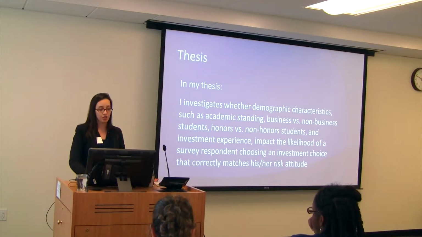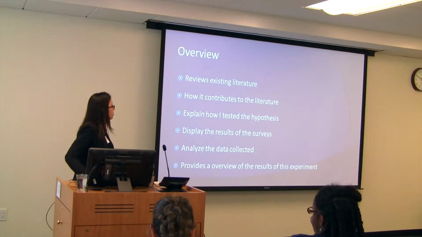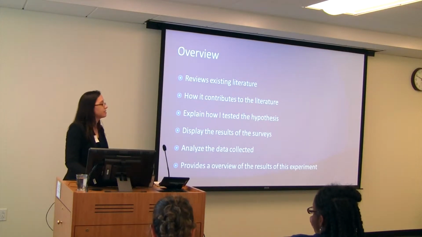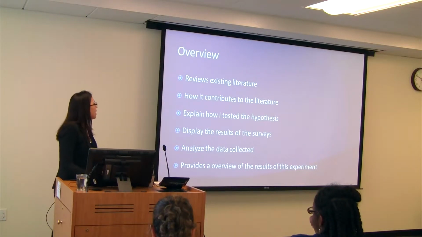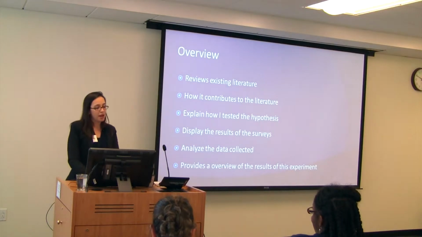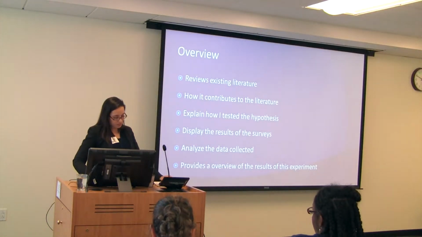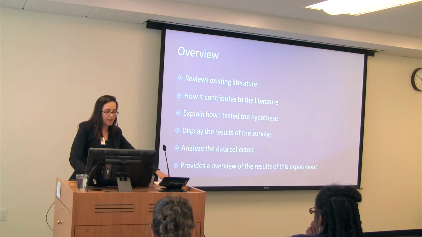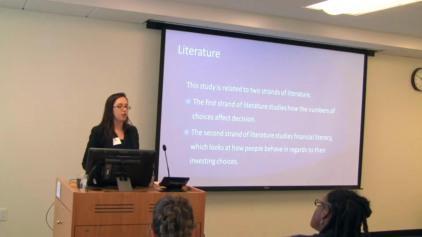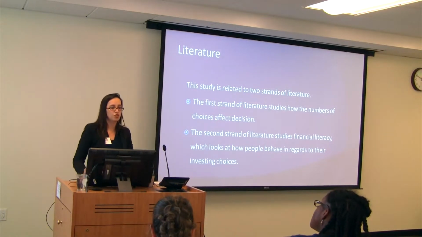Here's a little bit of an overview of what I'm going to go over. I'm going to explain to you a little bit about the existing literature out there on this topic, how it contributes to the literature, explain how I tested my hypothesis, display the results, and then analyze the data and conclude with an overview. So literature, there are 2 strands of literature. There's a psychological strand and there's a financial strand.